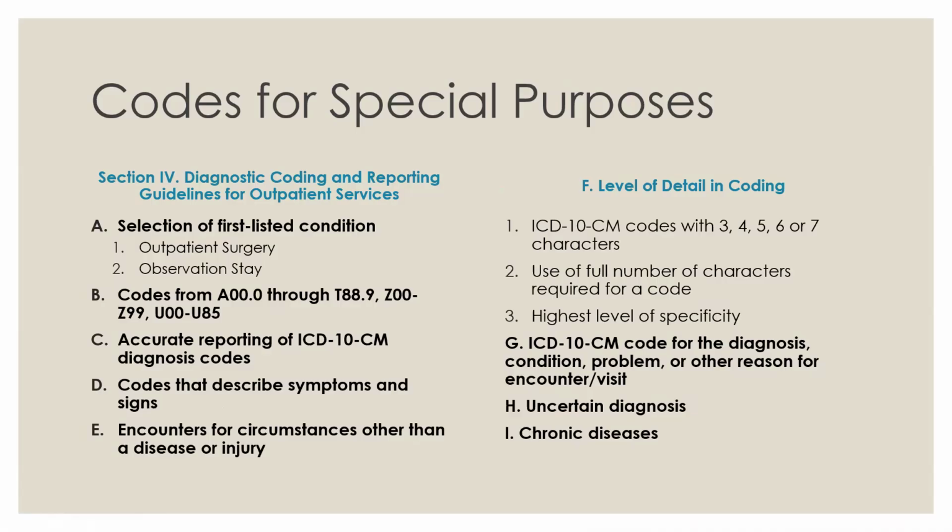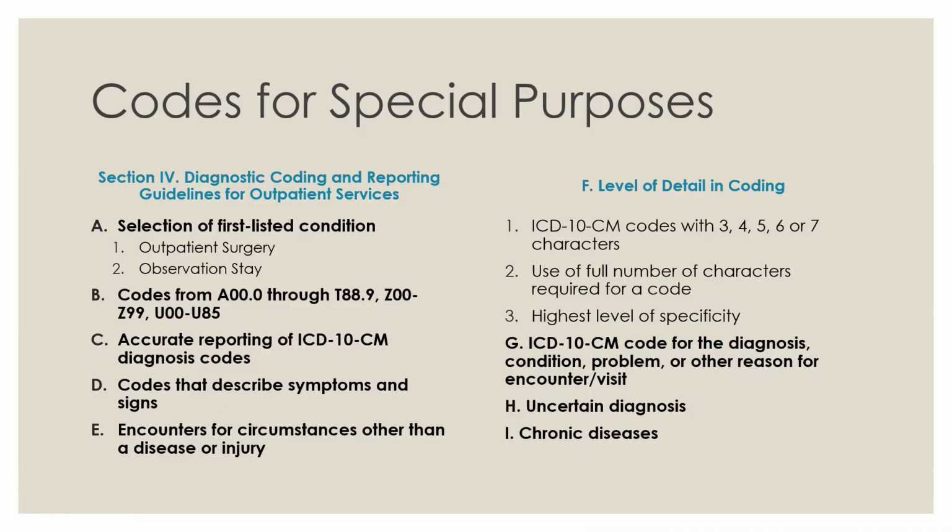Codes from A00 through T88.9, Z00 through Z99, and U00 through U85 must be used to identify diagnoses, symptoms, conditions, problems, complaints, or other reasons for the encounter or visit. For accurate reporting of the ICD-10-CM diagnosis codes, the documentation should describe the patient's condition using terminology which includes specific diagnoses as well as symptoms, problems, or reasons for the encounter. There are ICD-10-CM codes to describe all of these.